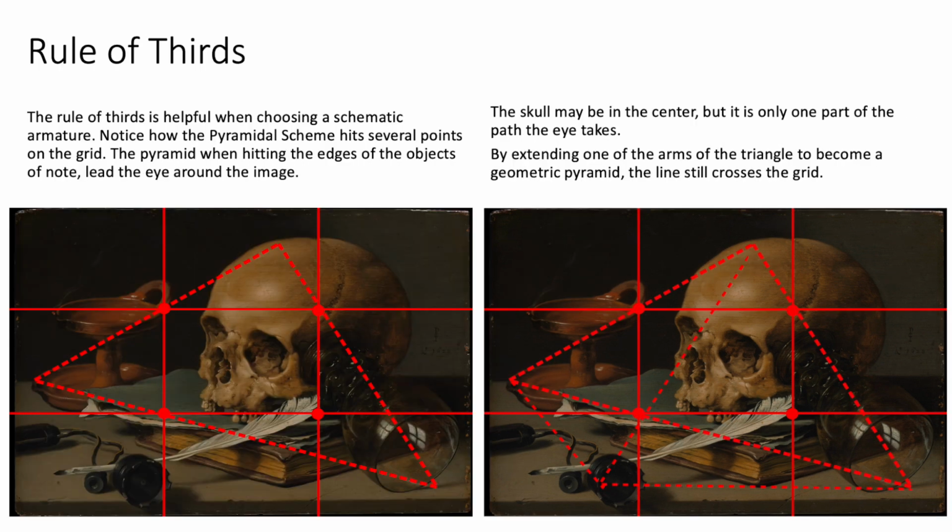The rule of thirds is helpful when choosing a schematic armature. Notice how the pyramidal scheme hits several points on the grid. The pyramid, when hitting the edges of the objects of note, leads the eye around the image. The skull may be in the center, but it's only one part of the path the eye takes. By extending one of the arms of the triangle to become a geometric pyramid, the line still crosses the grid and hits a focal point.